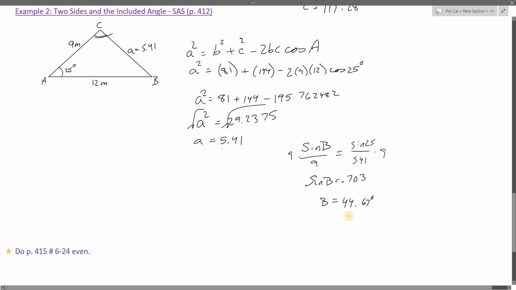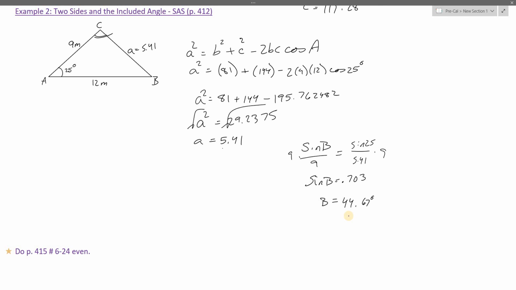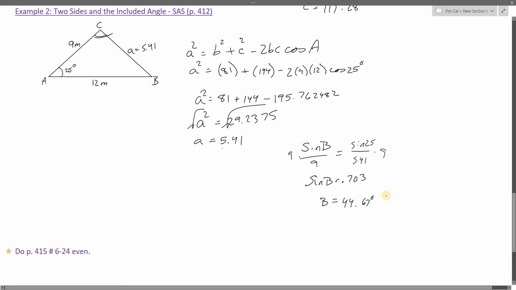degrees. Now remember, the sine could potentially give us some trouble because there are actually two angles here. So we should get about 44.67, which is fine, but is that the correct angle? Well, if you take the sine of 44.7, you will get 0.703, which is what we have, but there's an ambiguity here. If we take 180, the supplement, minus 44.67, we will get 135.33. So here's B1, and here is B2.